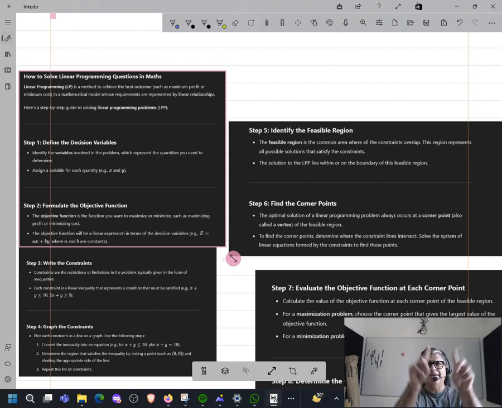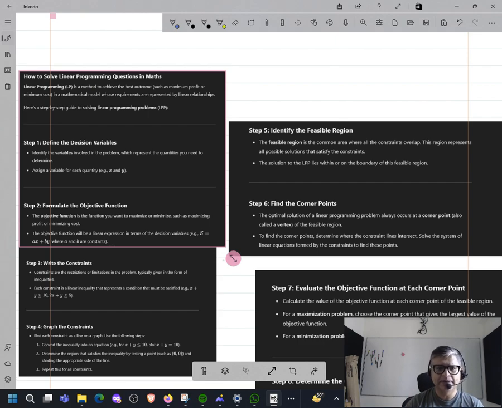Step number 1, read the question. The question itself will tell you how many chairs and tables will result in maximization of profit. If it doesn't say that, you anyway know that buying of table and chair is the main thing, how many, and therefore the first step is to identify the decision variables.